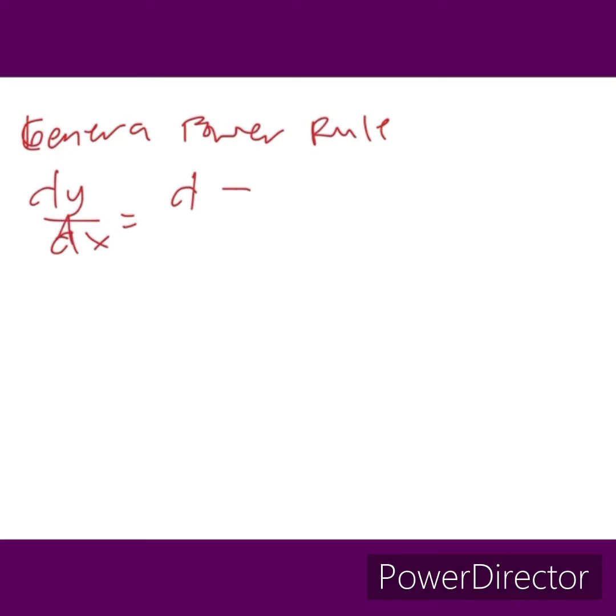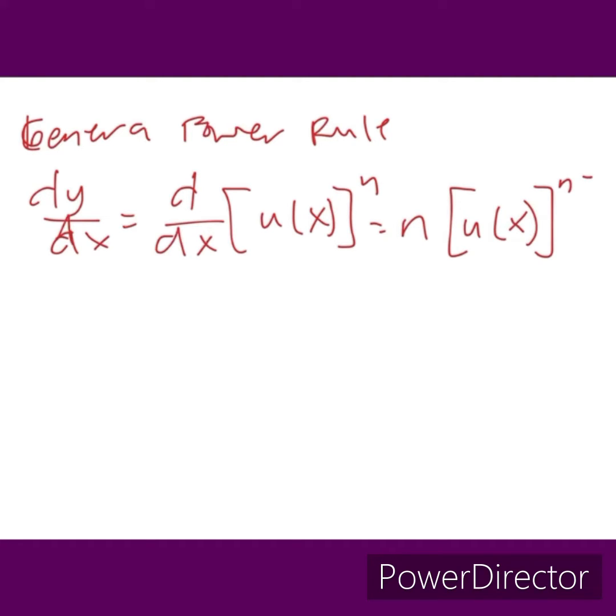The last rule, the general power rule. Derivative of y with respect to x is equal to derivative of u raised to n with respect to x, which is equal to n times u raised to n minus 1 times du over dx, or derivative of u raised to n. Let's try an illustrative example.